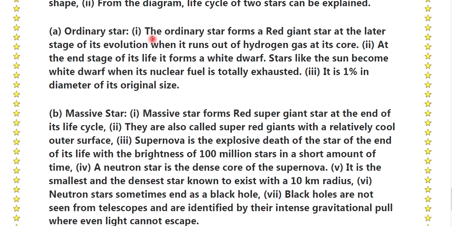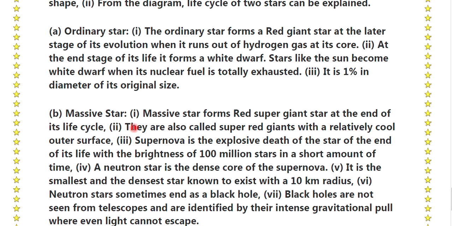A point, ordinary star. The ordinary star forms a red giant star at the latter stage of its evolution when it runs out of hydrogen gas at its core. Second point, at the end stage of its life, it forms a white dwarf. Stars like the sun become a white dwarf when the nuclear fuel is totally exhausted. Third point, it is 1% in diameter of its original size.